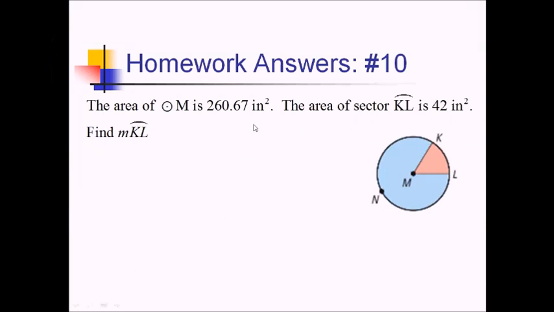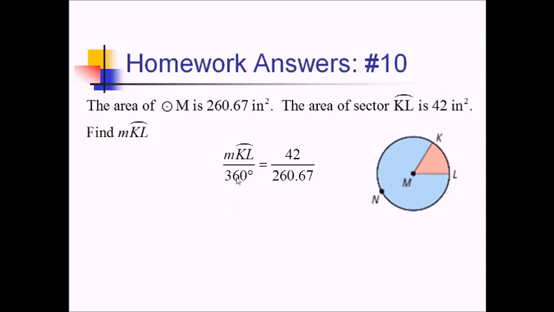For number 10, we're given the area of this entire circle. They also gave us the area of sector KL, that's this smaller area here. They want us to find the measure of arc KL. So we can set up a part-whole proportion. We have the part of the area, 42, over the whole area of 260.67, equaling the arc measure that we want over 360.